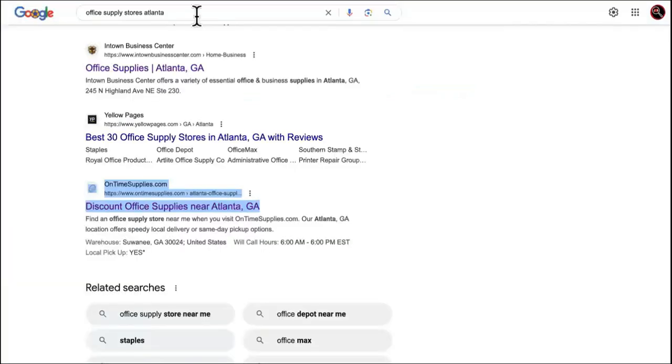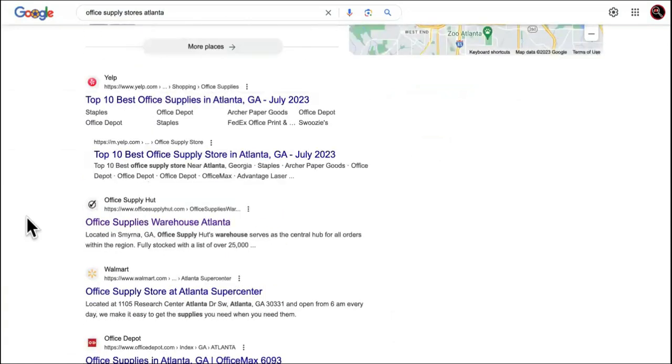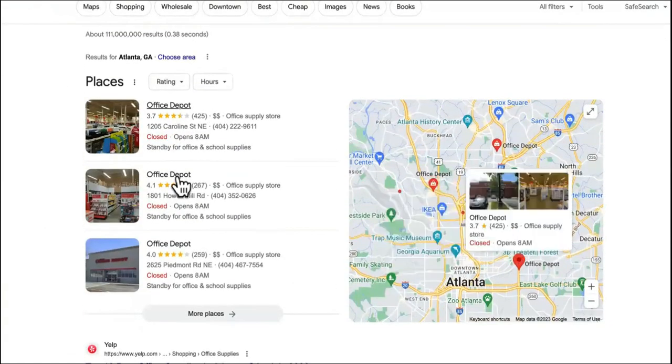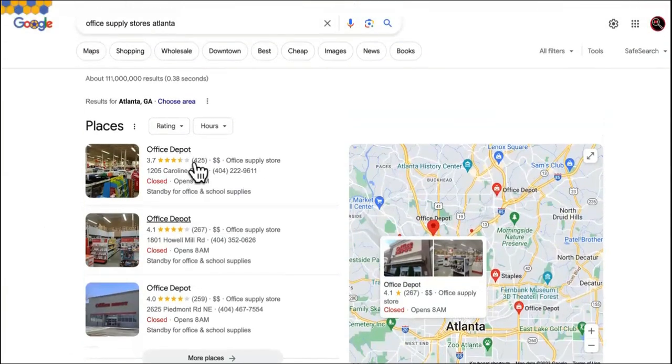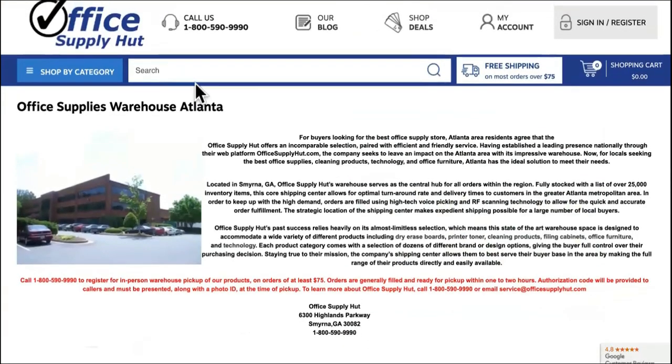What you do is come over to Google and search office supply stores and see which ones are in your area. Don't go after the big chains because you're not going to be able to get in contact with the people in order to actually partner with them. That would be nice though. This one is Office Supply Hut.